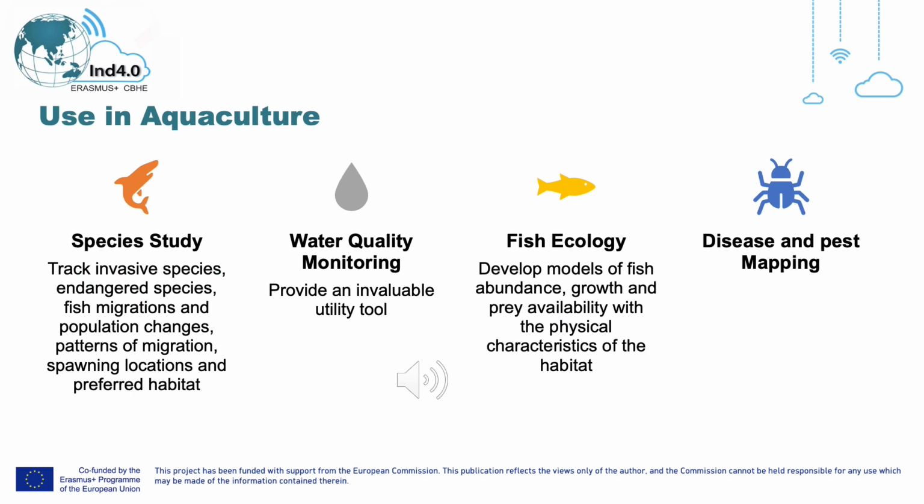Aquaculture productivity can be increased by properly harnessing the potentials of GPS, as in agriculture, which becomes useful in land and water mapping, flood and pollution management, management of inland captured fisheries, and species ecology and conservation studies. In species studies, it allows tracking of invasive species, endangered species, fish migrations and population changes, patterns of migration, spawning locations, and preferred habitat. It also provides an invaluable utility tool in water quality monitoring.